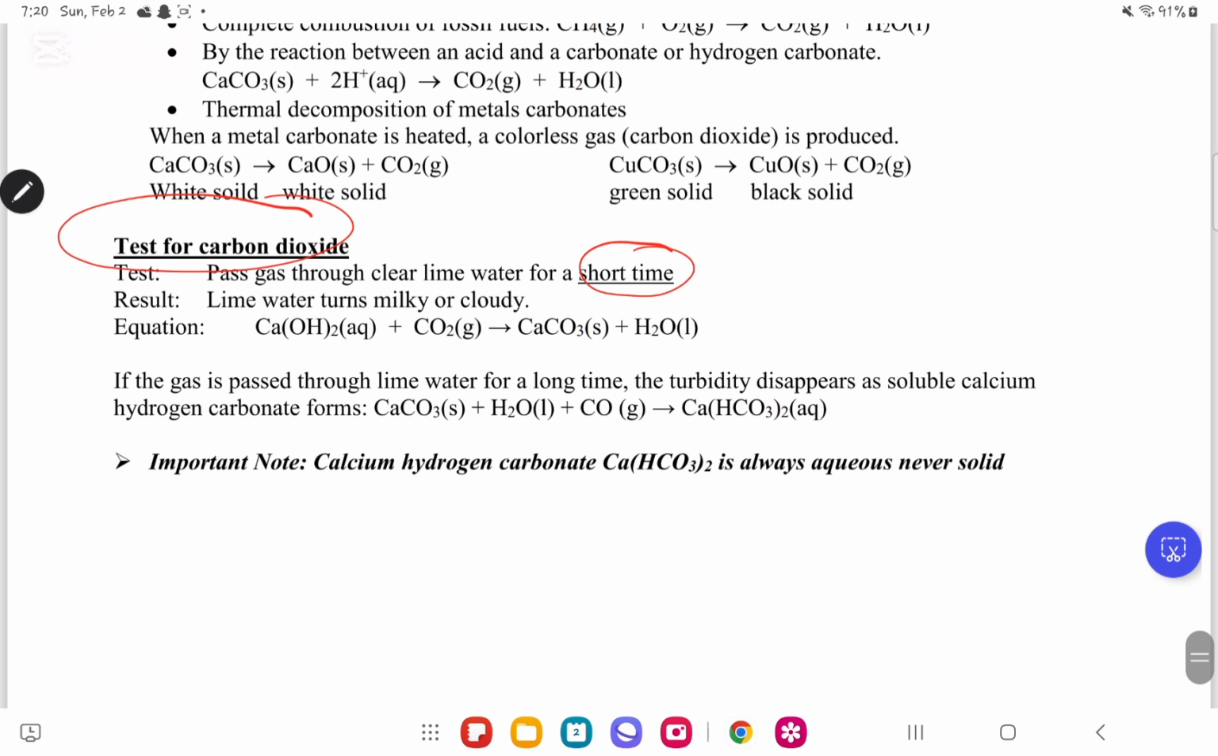The result is that lime water turns milky or cloudy, and the equation is Ca(OH)2, this is lime water, plus CO2, the carbon dioxide, will form CaCO3, the calcium carbonate, which is a white solid, plus water.